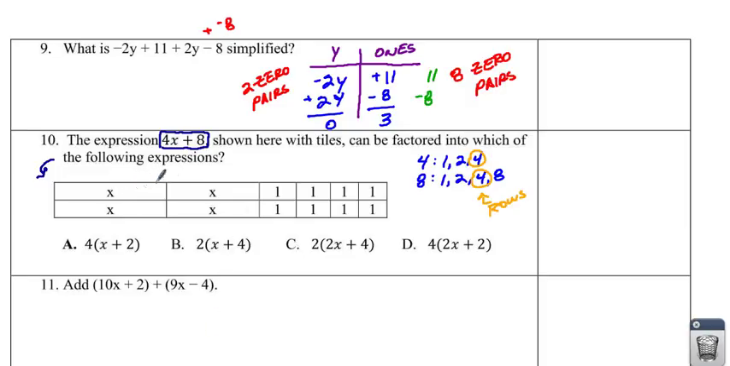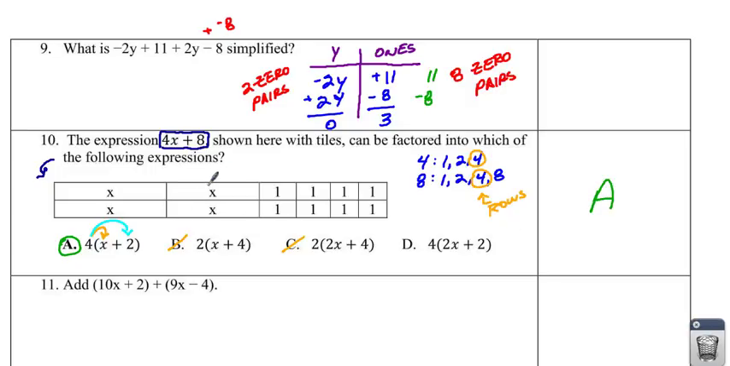So they gave us this original, but they're saying, what can we actually factor that into if we take it further? Well, here's what we can see: we're going to have 4 rows. So that leaves out B and C. And each row needs to have 4 x's, so 4 times x, and 8 1's, 4 times 2. So our correct answer is A.